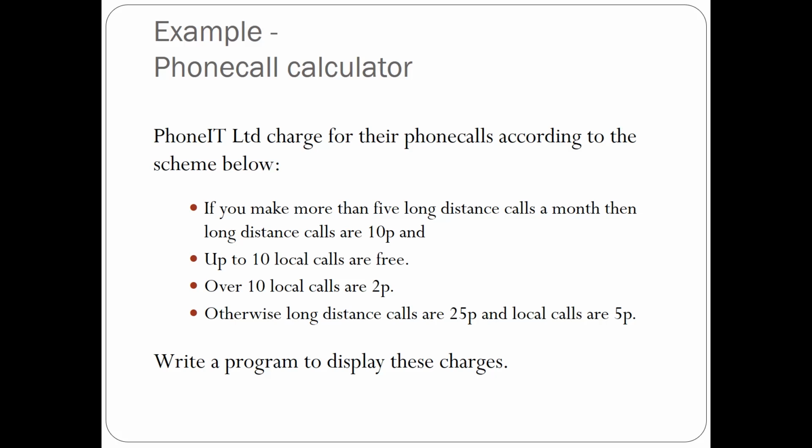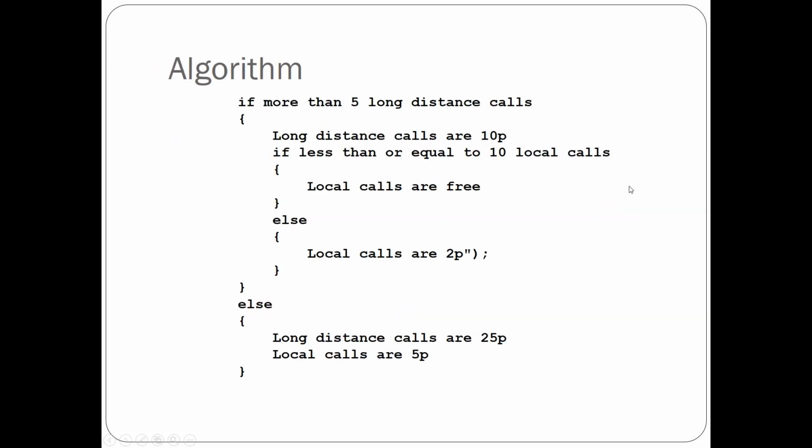What we want to do is basically try and write a program which will display those charges. And it looks quite complex, but if we try and give it sort of a pseudocode approach, then what we can see is that by putting our English into our pseudocode structures, it's actually not as difficult as it makes out. If we look at the algorithm, we've got embedded decisions. So what we can say is, if more than 5 long distance calls are made, then we set long distance calls to 10 pence.